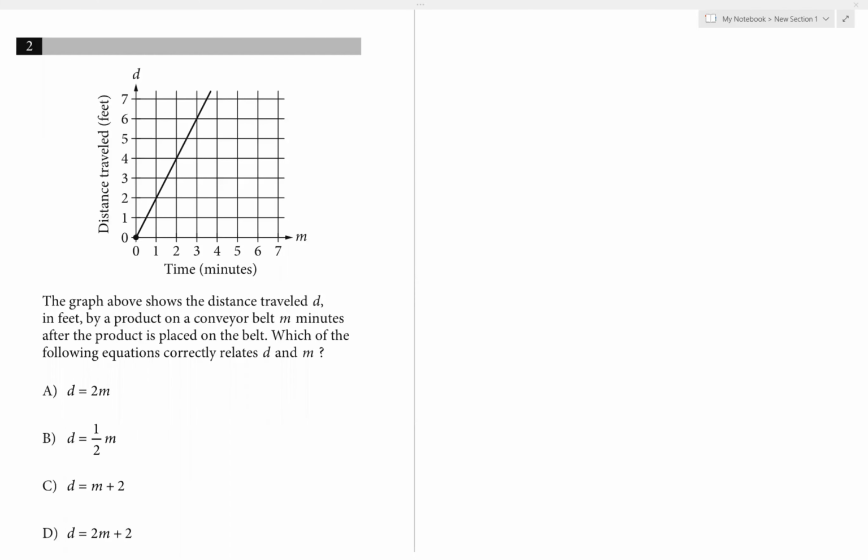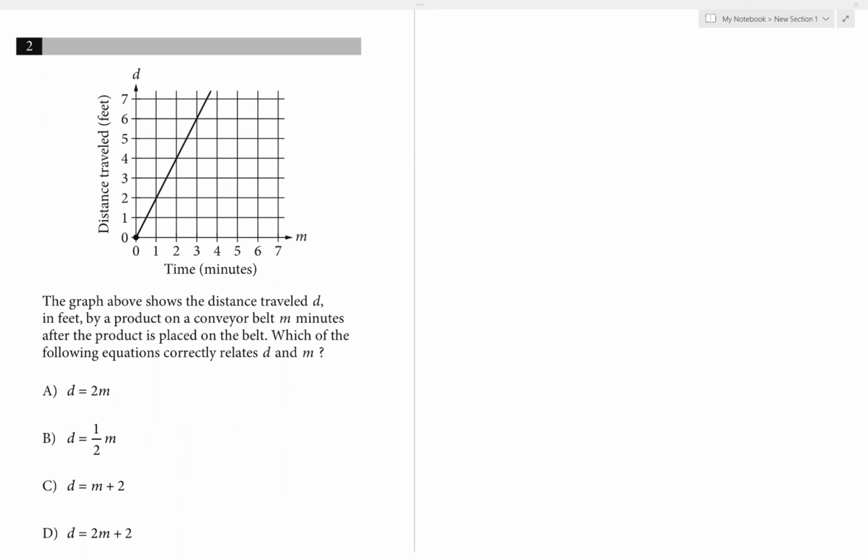All right, number 2. The graph above shows the distance traveled d in feet by a product on a conveyor belt m minutes after the product is placed on the belt. Which of the following equations correctly relates d and m?